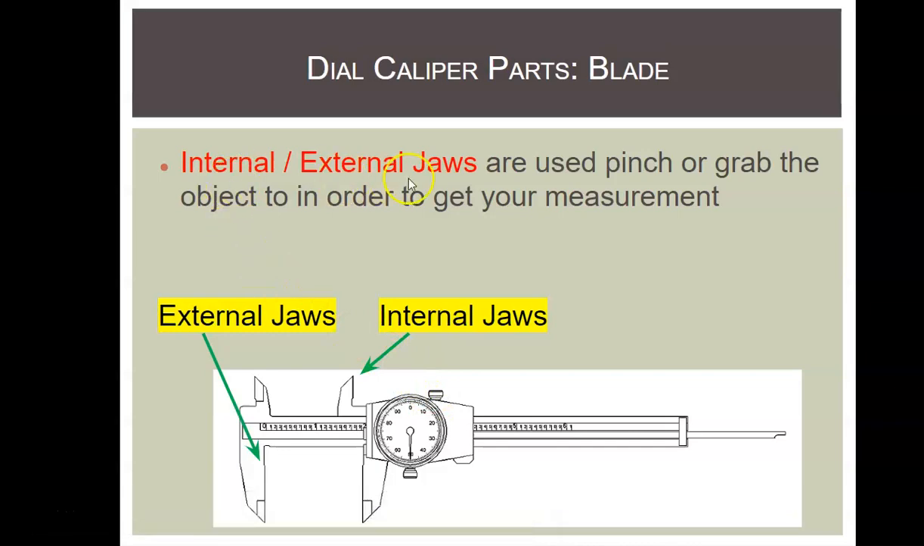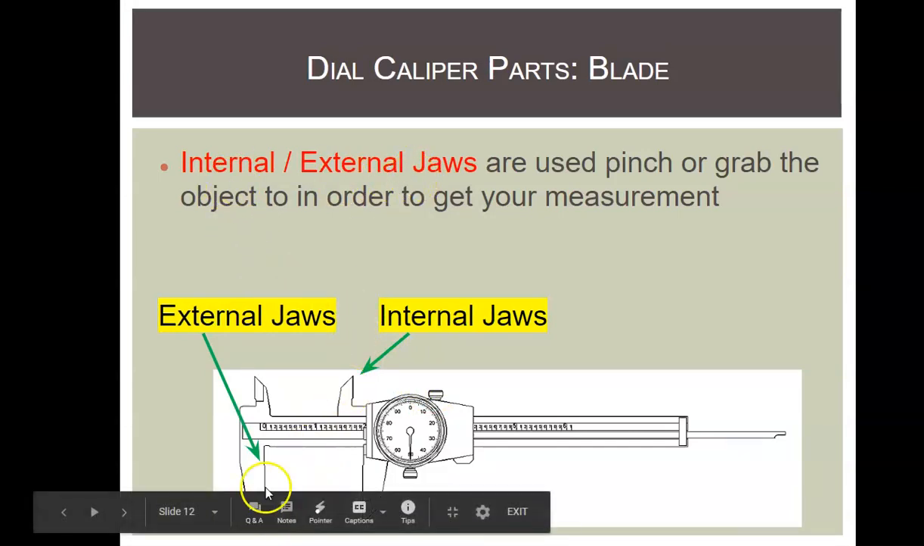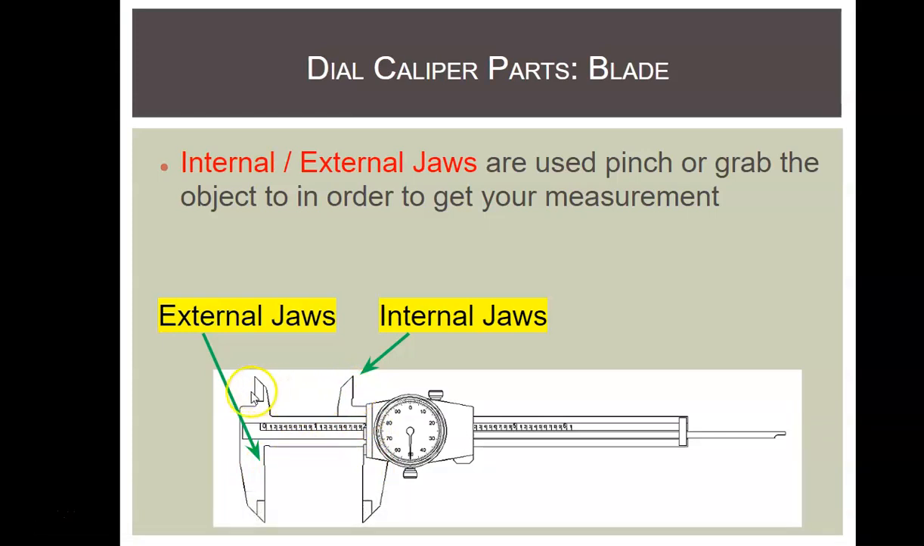Then we have our internal and external jaws. So these little pinchers here and these pinchers here, these are actually external, even though it looks like you'd be pinching something on the inside. That's because the jaws go on the outside of the object, and the internal jaws open opposite of one another, so they slide away from each other. And this is for measuring the inside of something like a hole. So those are your internal jaws.